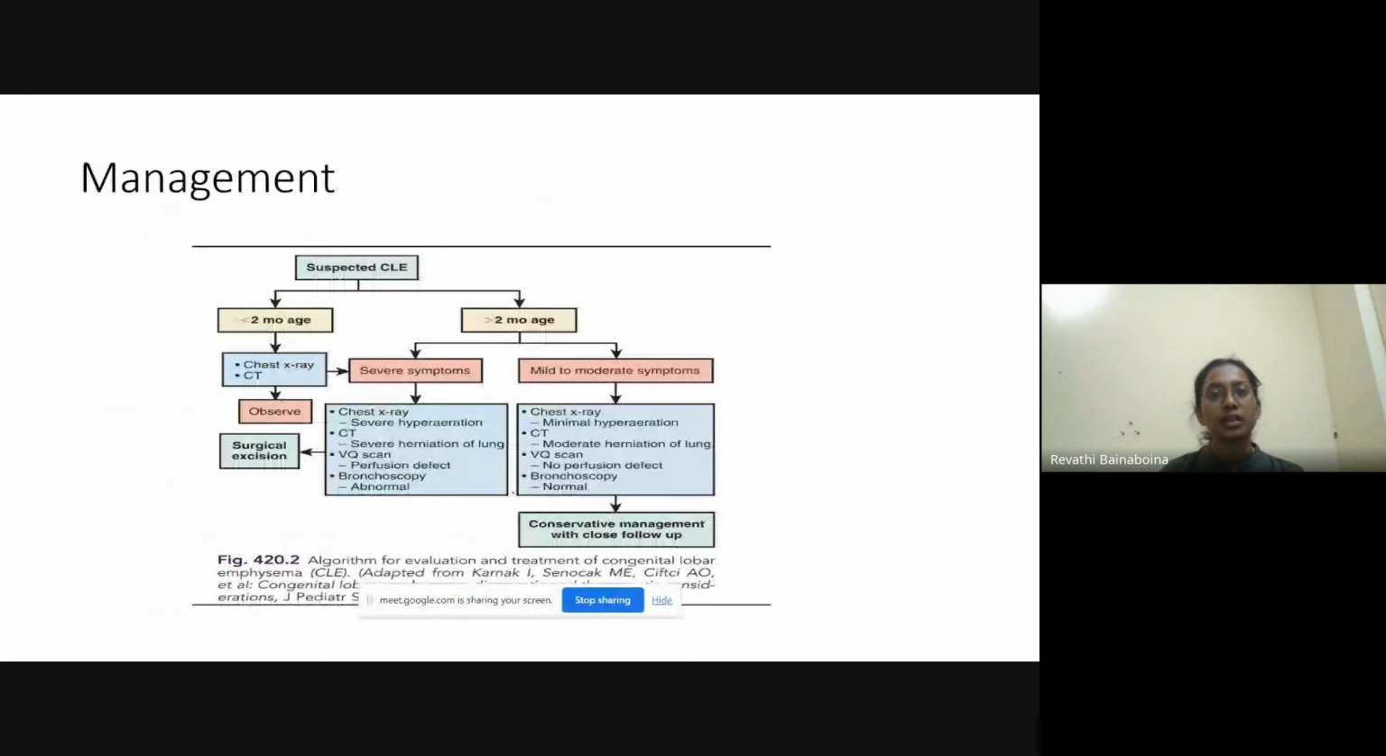Coming to the management, this is an algorithm for evaluation and treatment of CLE. In suspected CLE, if the infant's age is less than 2 months, then look for the chest X-ray and CT. If severe symptoms are present with chest X-ray showing severe hyperaeration, CT showing severe herniation of lung with ventilation perfusion defect, then go for surgical excision. In more than 2 months of age, in severe symptoms, go for surgical excision. In mild to moderate symptoms, conservative management can be done with close follow-up.